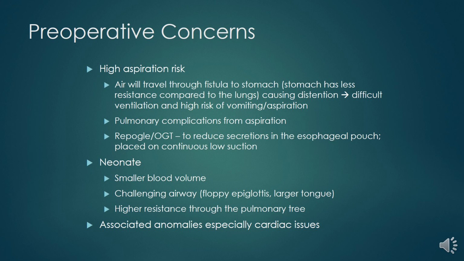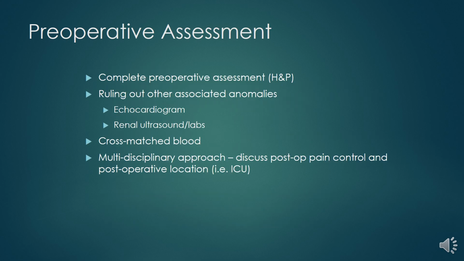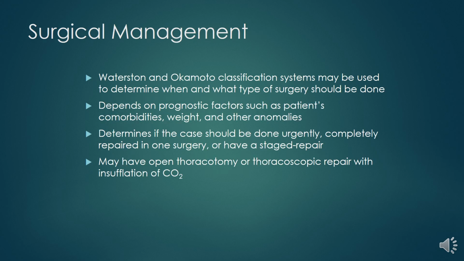Pulmonary complications can arise from aspiration, and in neonates there is small blood volume, a challenging airway, and higher pulmonary resistance. A complete preoperative assessment has to be done to rule out other abnormalities, including echocardiogram and renal ultrasound, with cross-matched blood, and a multidisciplinary approach should be taken into account.